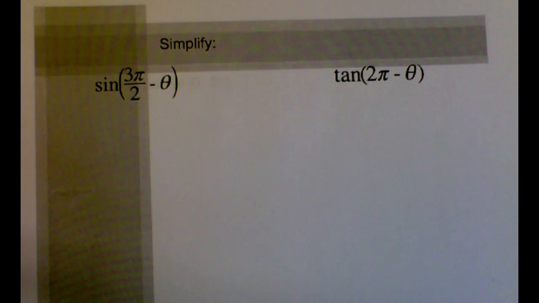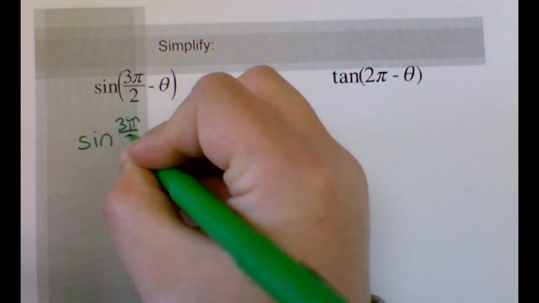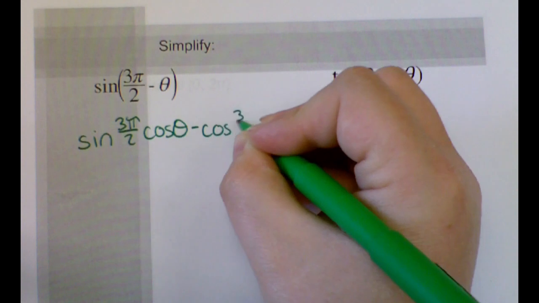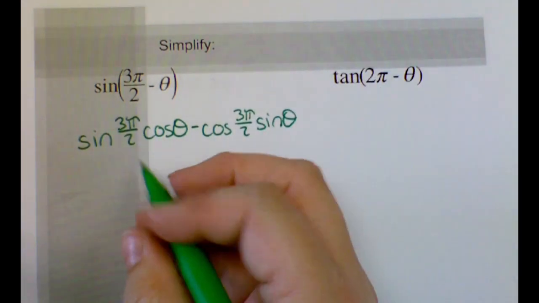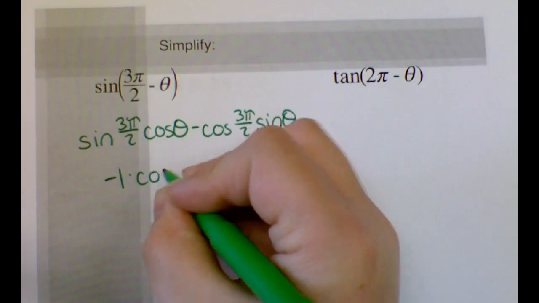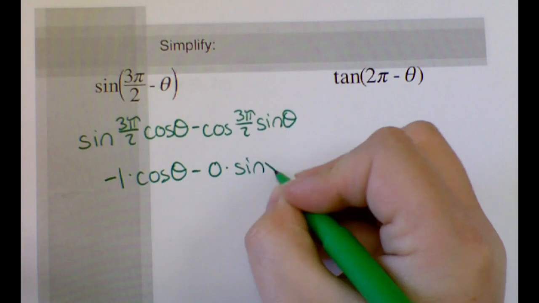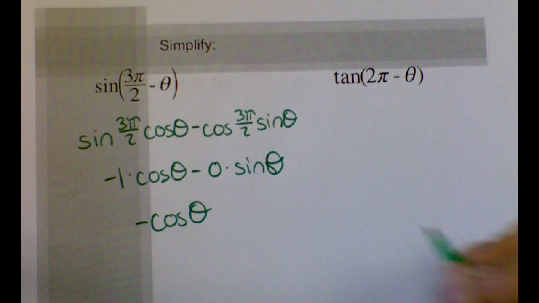All right, a few more to simplify here. This time the theta's last. That's okay, it'll work the same. Sine of a difference, I take sine of the first times cosine of the second minus cosine of the first times sine of the second. Well, the sine of 3 pi over 2 is negative 1. The cosine of 3 pi over 2 is 0. Oops, theta. So I get negative cosine of theta.